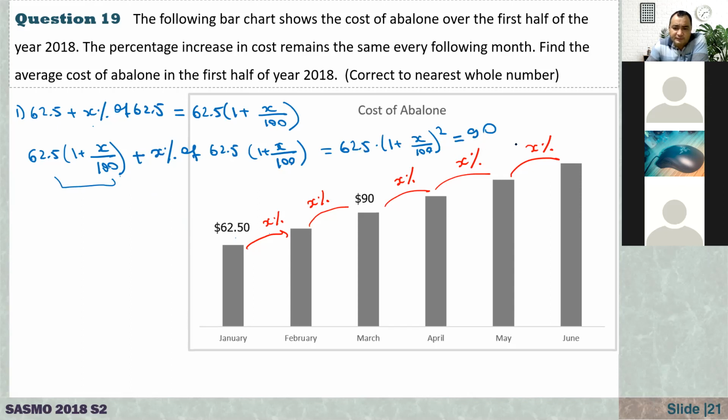So that is equal to 90. If you solve this, (1 plus X over 100) squared is equal to 90 over 62.5, so I'm taking the square root. X is equal to 20.